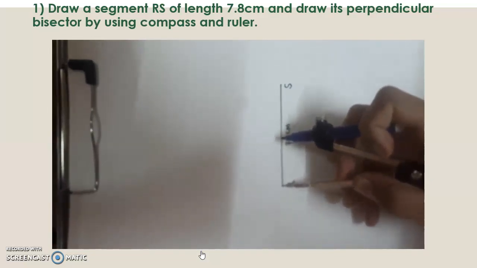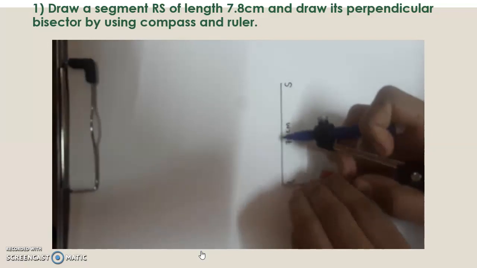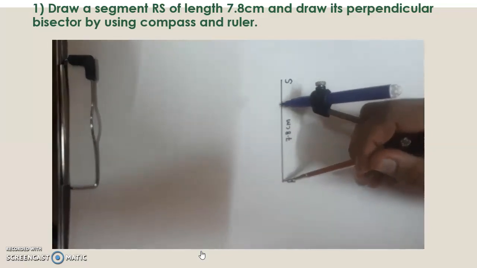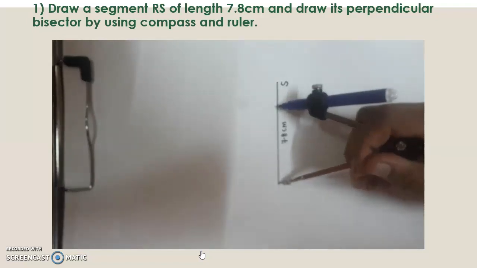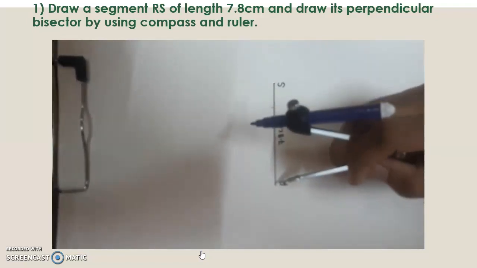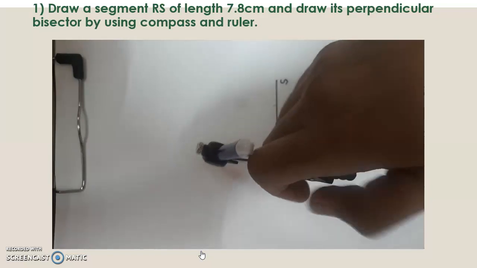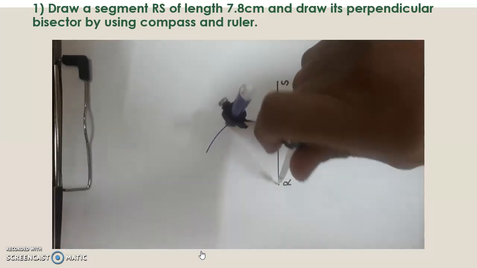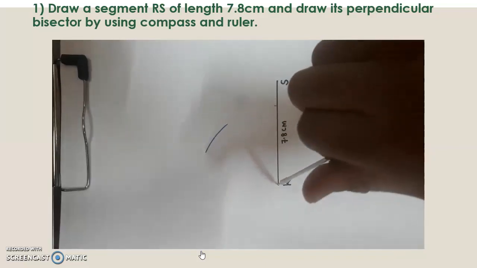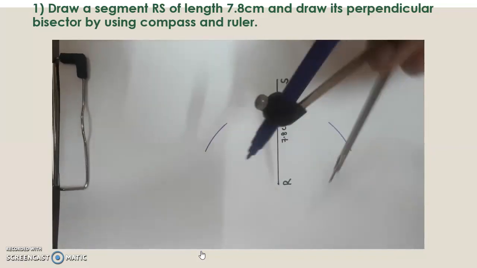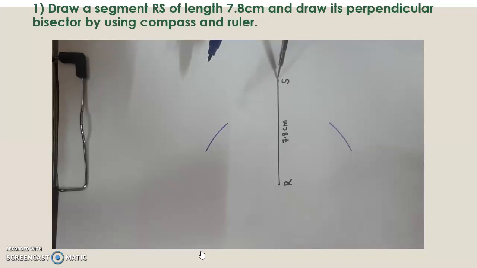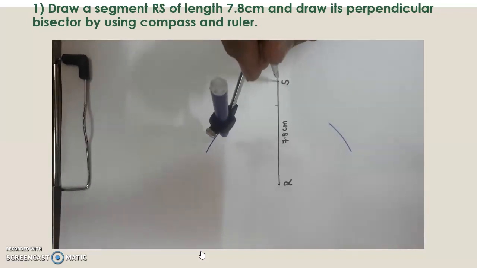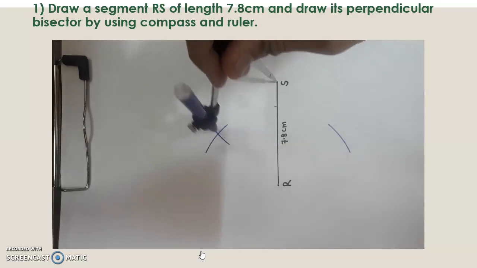Now I am keeping it on point R. For this you have to open the rounder more than half. After opening the rounder more than half, you have to put two arcs, one arc above the line and one arc below the line. So one arc I am putting above the line, and with the same measurement I am putting one arc below the line. Now you must not change the measurement. We have to keep the rounder on point S and cross the arcs which we have already put.